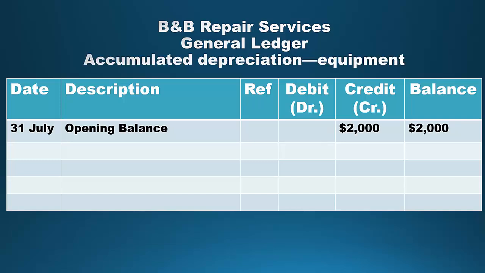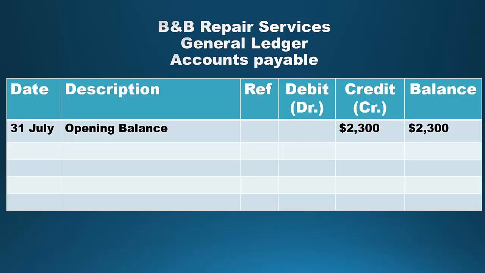6. Accumulated depreciation, equipment and vehicles. Accumulated depreciation tracks the wear and tear on assets over time. For equipment, the accumulated depreciation is $2,000, and for vehicles, it's $5,000. These balances are contra-asset accounts, so they're recorded on the credit side of their respective ledgers. 7. Accounts payable. The accounts payable account shows the money the business owes to creditors. As of July 31st, the company owes $2,300. This is a liability account, so the opening balance is recorded on the credit side of the ledger.